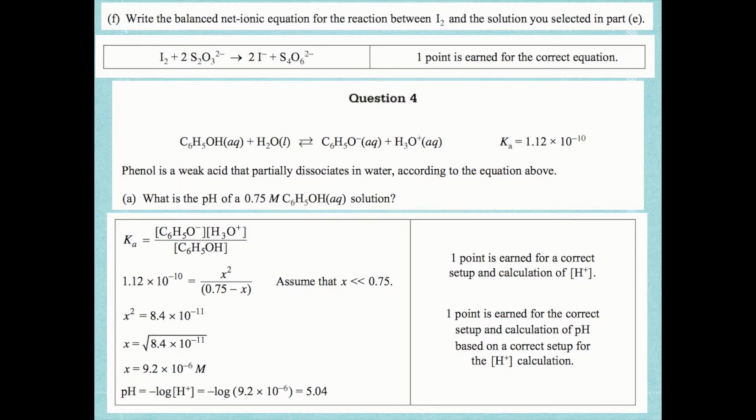That's your concentration of your H3O+, so you just need to take the negative log of that. Remember, you have 2 sig figs, which means you need 2 decimal places, so your answer is going to be 5.04. So you got 1 point for the correct setup and 1 point for the correct pH.